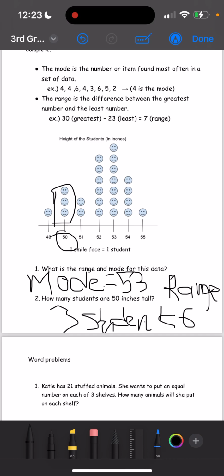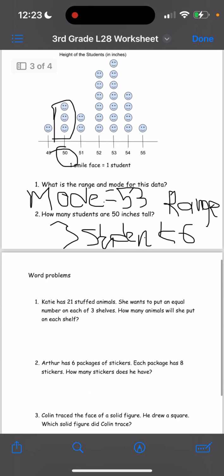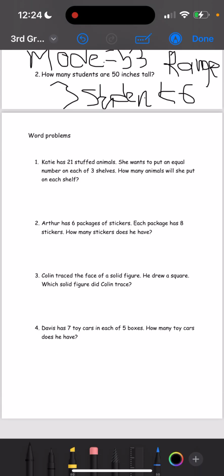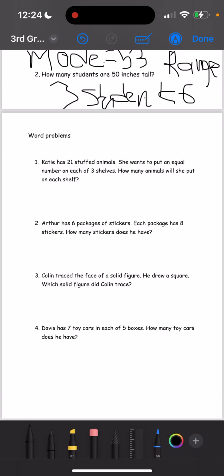Now we'll move on to, I believe, the last page. Yeah. And the last page is word problems. We'll just do a couple here. Number 2 says Arthur has 6 packages of stickers. Each package has 8 stickers. How many stickers does he have? So for this question, we just gotta do 6 times 8, which should equal 48.